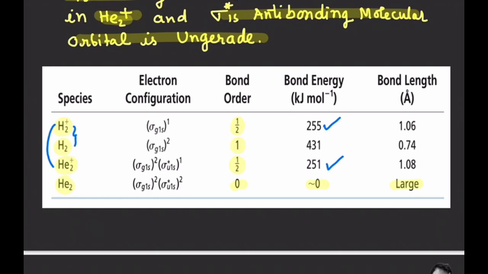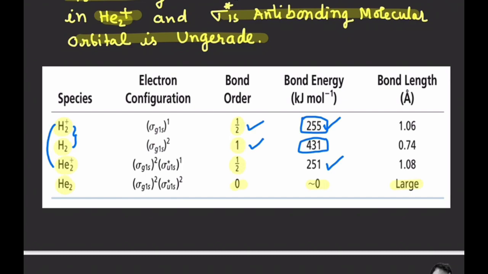And if I compare hydrogen molecule and hydrogen ion, in order to form hydrogen ion, we are removing one electron from the bonding molecular orbital. So the bond order of hydrogen molecule is 1, but the bond order of hydrogen ion is half, and because of that we can say that the bond energy of hydrogen molecule is greater than the bond energy of hydrogen ion. And in the same way we can compare the bond length, right?